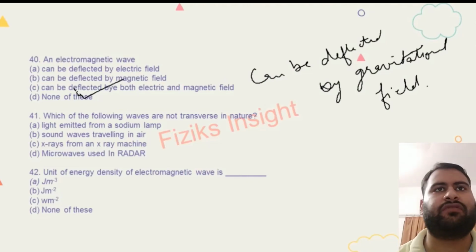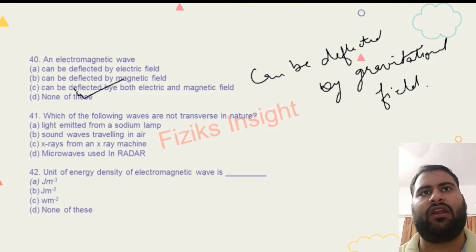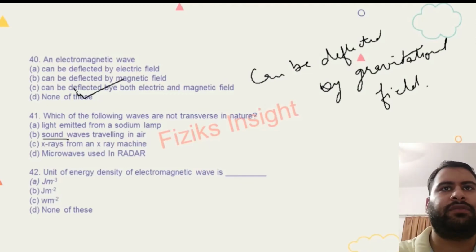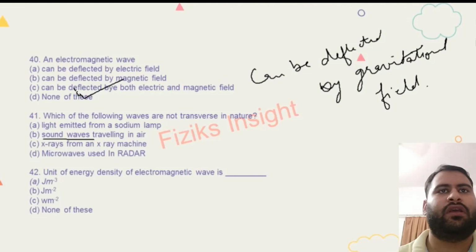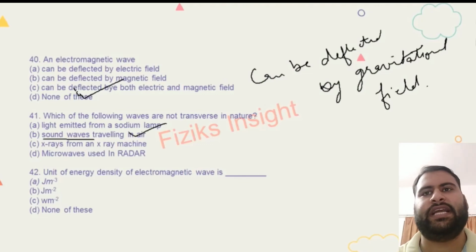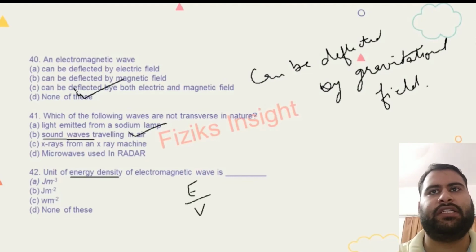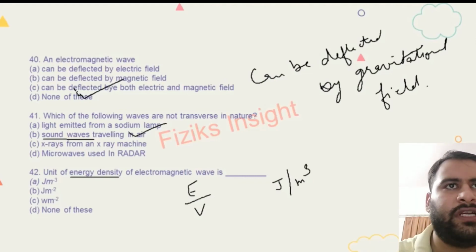Okay, now for the 41st question, which of the following waves are not transverse in nature? Only sound waves, as sound waves are longitudinal in nature. So B option is the answer for 41st question. Now next is unit of energy density of electromagnetic wave. Energy density means energy per unit volume. The unit for energy is joule and for volume is meter cube. So joule per meter cube is the correct answer. So A option is correct for the 42nd question.